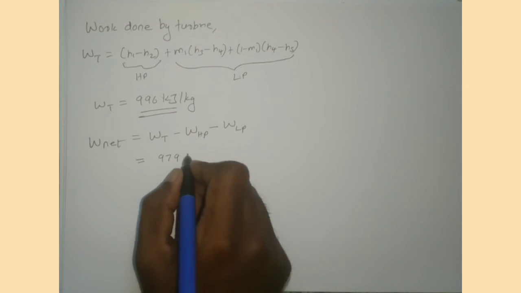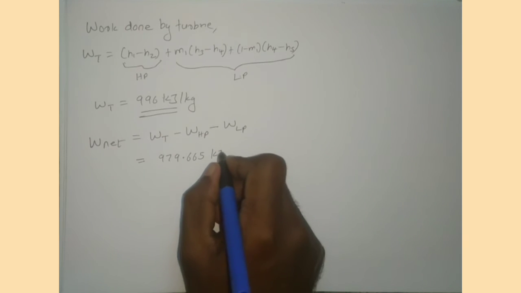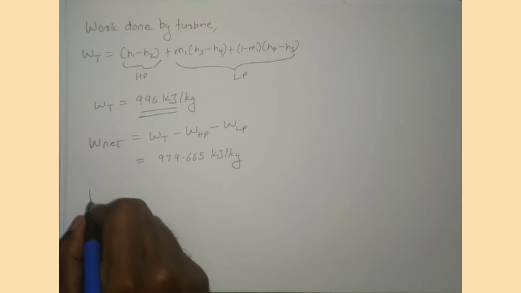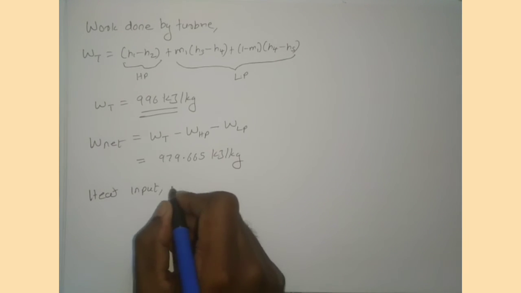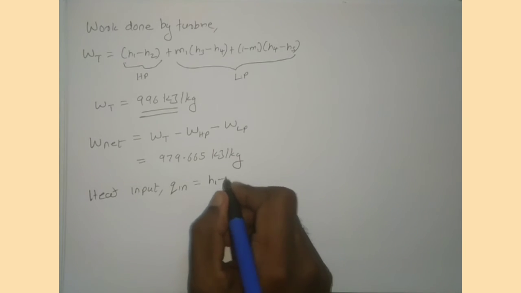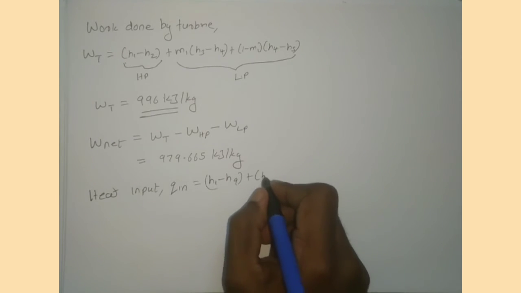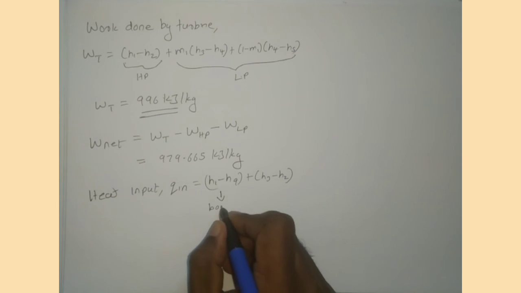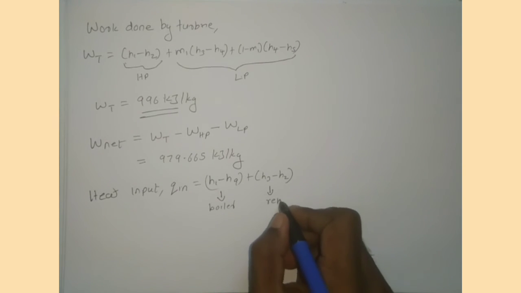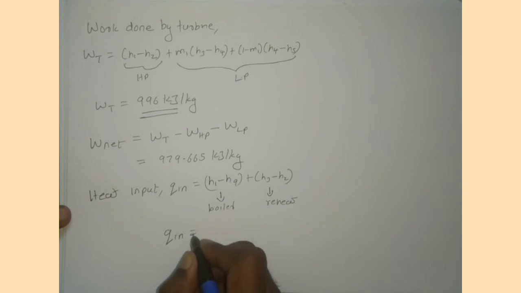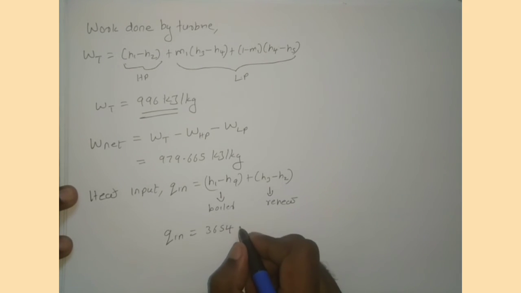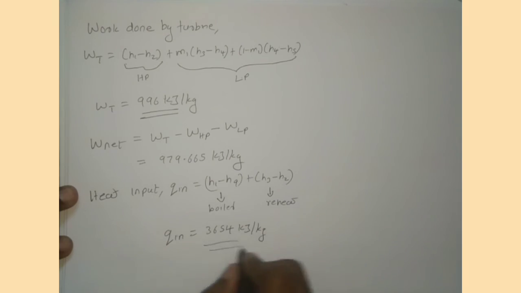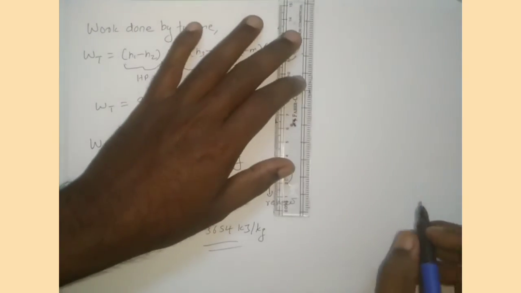And after substituting values, we will get Wnet as 979.665 kilojoule per kilogram. Heat input Qin equals heat addition in boiler plus preheat, that is H1 minus H9 plus H3 minus H2. And after substituting values, we will get Qin as 3654 kilojoule per kilogram.